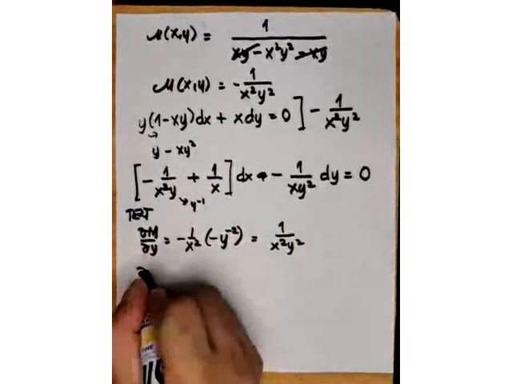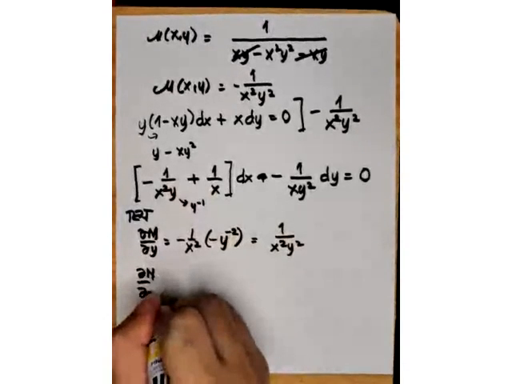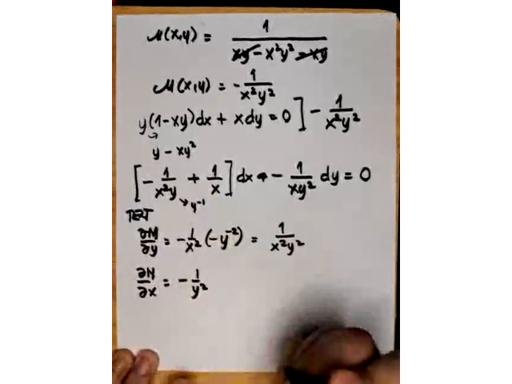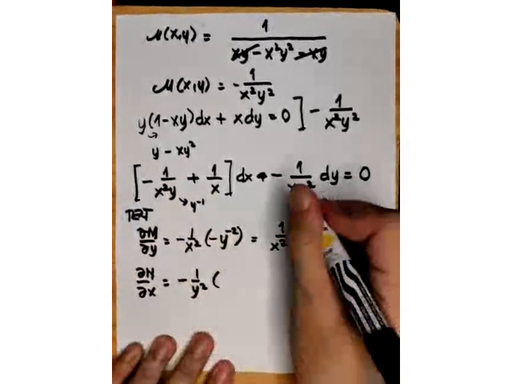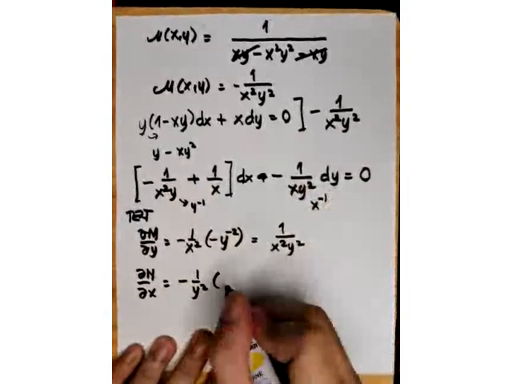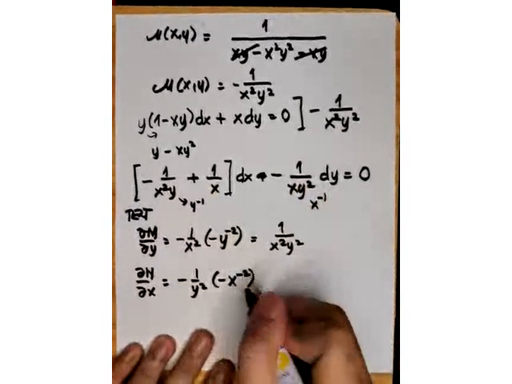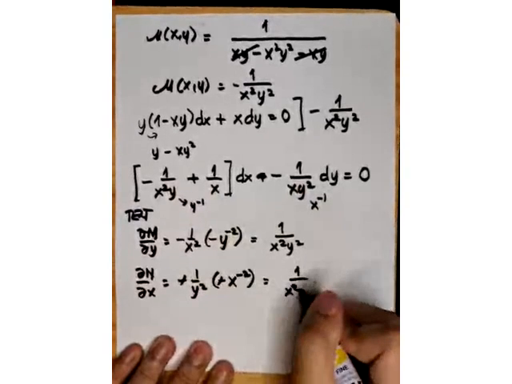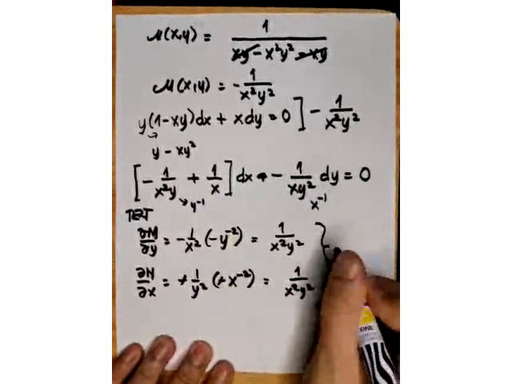And the partial derivative of N with respect to x: I take out the 1 over y squared, and then differentiate x raised to negative 1, so negative x raised to negative 2. Cancel. So I'll have 1 over x squared y squared. So this time it is exact.